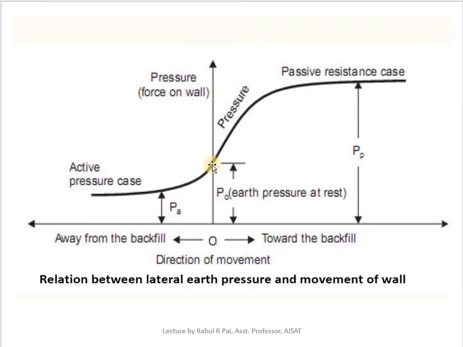So you can see here at the at rest condition you have a certain pressure called P0, and when the case is active, that is, when the wall is moving away from the backfill, then the pressure is decreasing, and this is the active pressure, let's say PA is the active pressure. And when the wall is moving towards the backfill, then the pressure is increasing from P0 to PP, which is the passive earth pressure. So if you see this figure, you can get a clear understanding of how the pressure is varying with the movement of the wall.